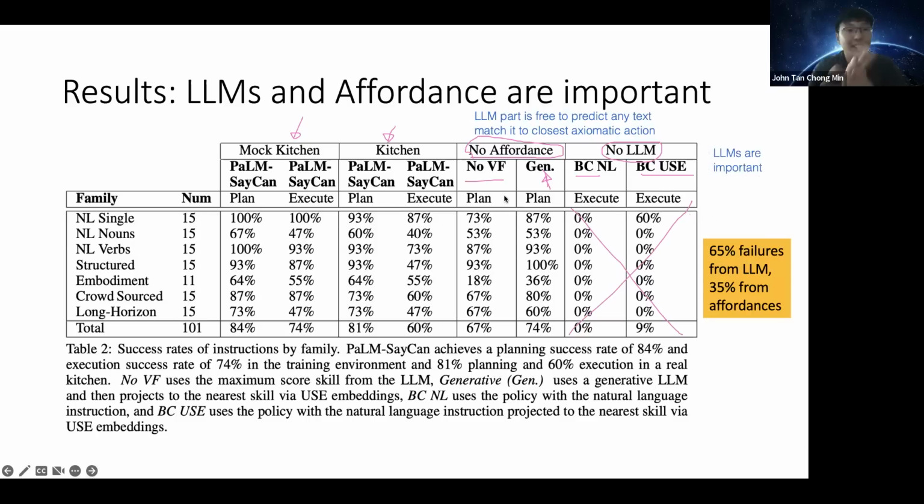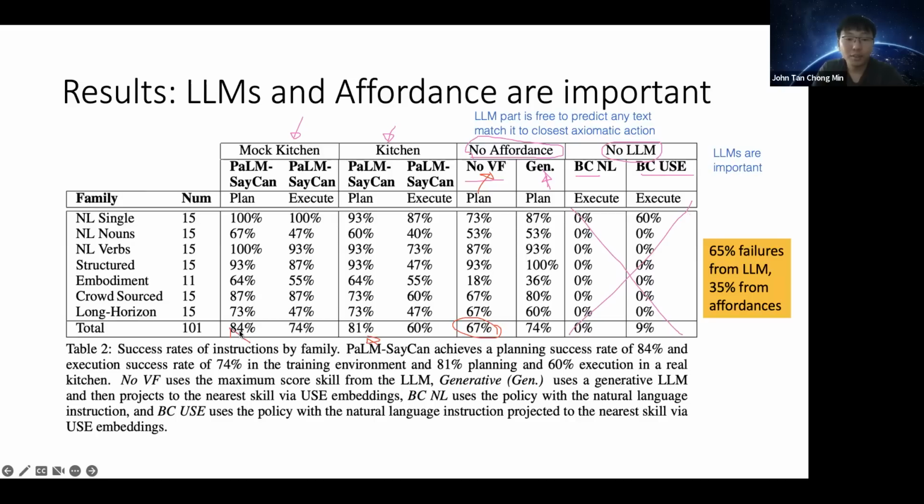This affordance part, let's just take a look at the affordance part of the table. The affordance part of the table tells us that with no value function, it doesn't do very well. I mean, you can compare this and this.